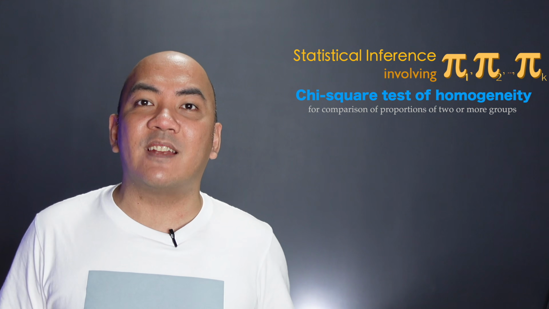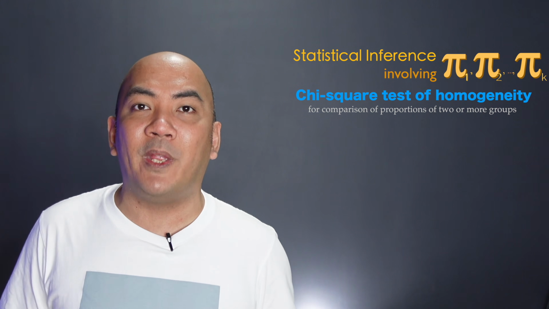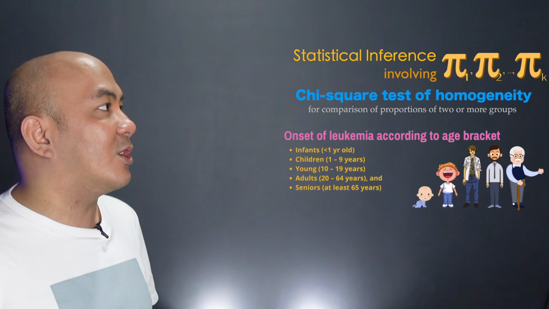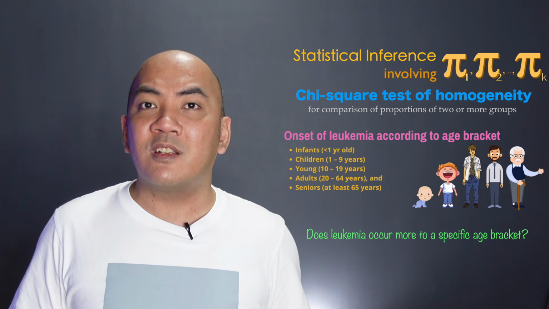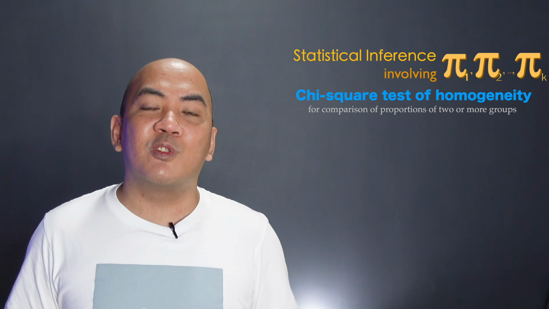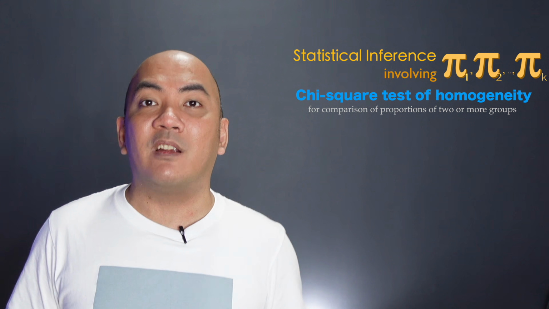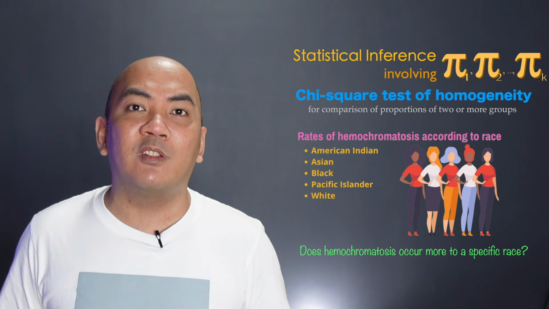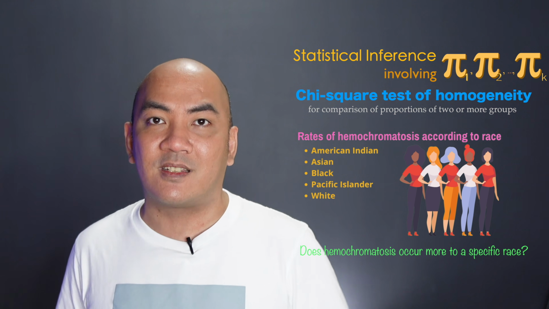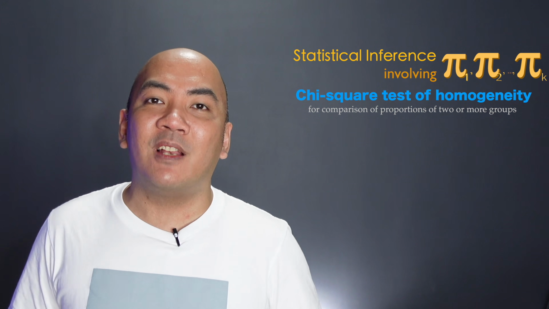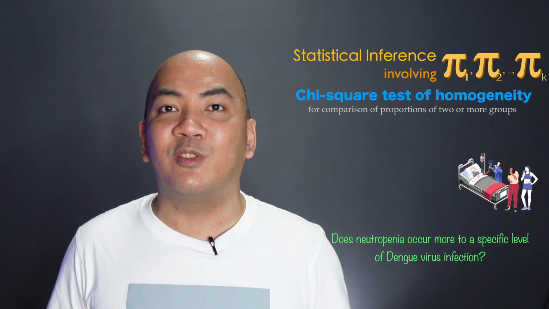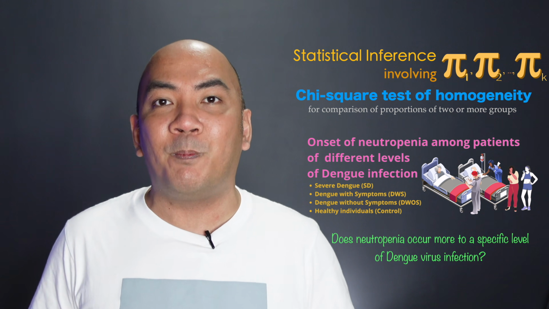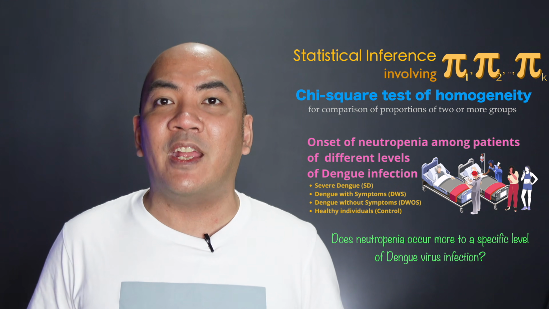As to when do we use the chi-square test of homogeneity, remember that it is used in comparing proportions of two or more groups. Just like in this example, we'd like to determine if among these 5 groups, does the onset of leukemia differ. We may also make use of the chi-square test of homogeneity to compare race. Just like in this example wherein we have 5 different races and we'd like to compare the proportion of patients with hemochromatosis. On the next example, I'll show you how the chi-square test of homogeneity is applied to determine if the proportion of patients with low level of neutrophils, also known as neutropenia, among patients with different levels of dengue infection differ.